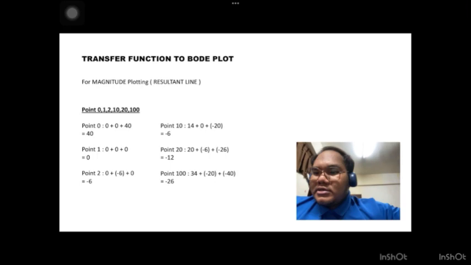only 1 point has been plotted at 0.0, and the answer is 0 plus 0 plus 40. And at 0.1, we can see there is no point plotted on that line. Even though there is 1 point at 0, the value remains 0 because it has no gain increasing or decreasing. So for 0.2, we can see there is 1 point, which is negative 6.